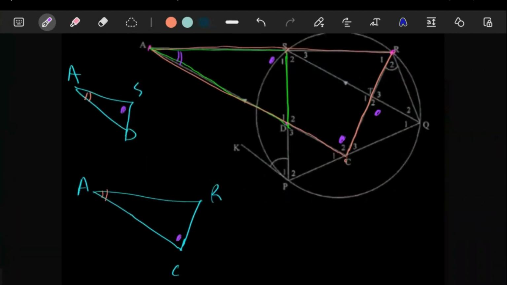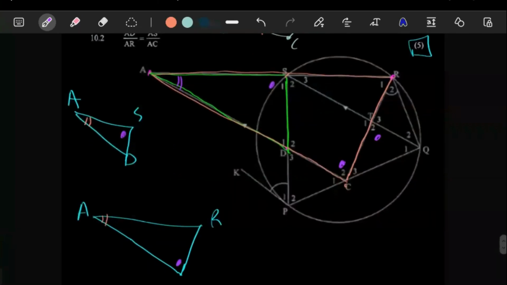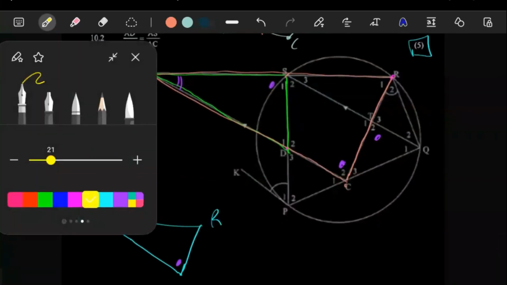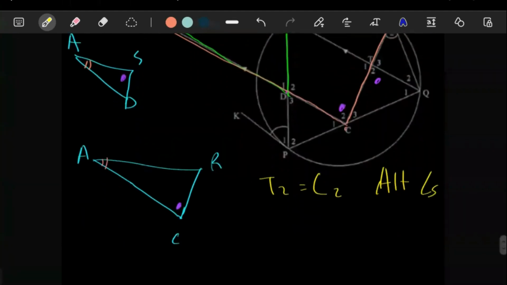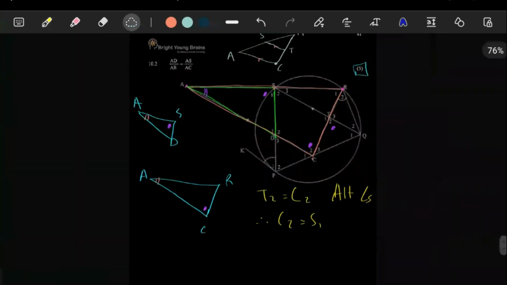And then we're proving that they're similar, and we can easily write this out. So let's do that. We have to state the fact that these two have already been proven to be equal. So now we can just say T2 is equal to C2. The reason is alternating angles. And then you can now state, therefore C2 is equal to S1. That's more of a conclusion.